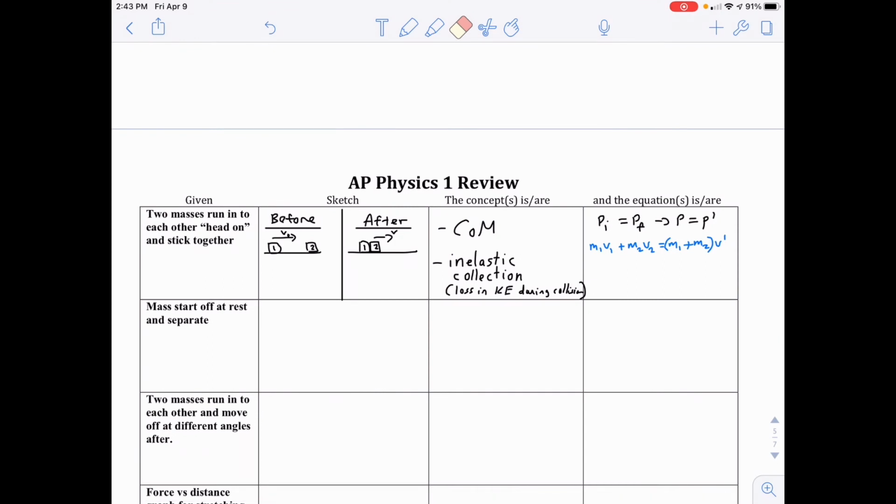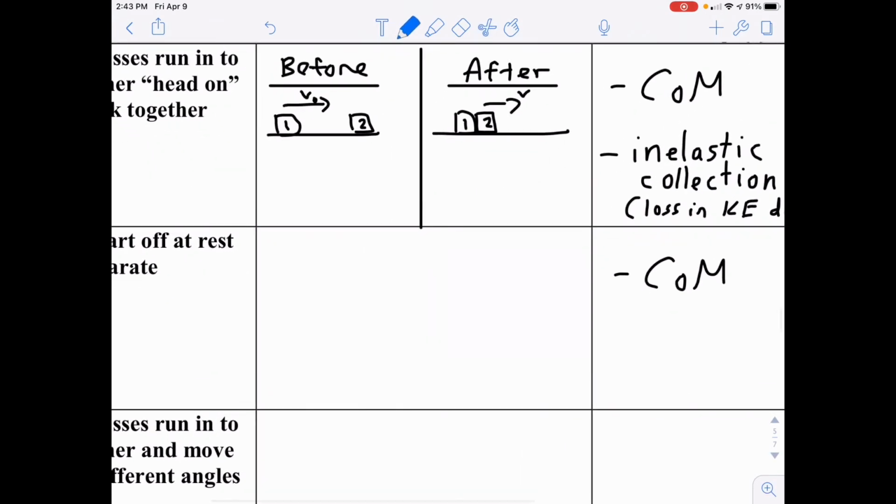Well, what if the two objects start off at rest and then separate? So anytime we're dealing with two objects that collide or separate, it's going to be a conservation of momentum concept. So we can start with that right off the bat. But the picture could be viewed in many different ways.